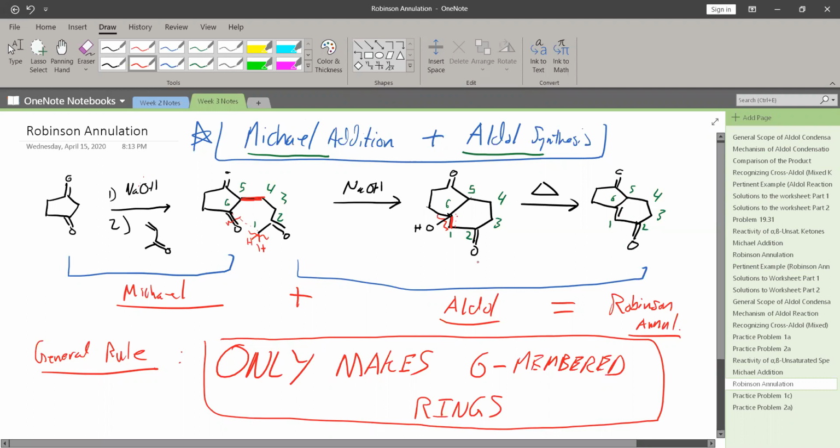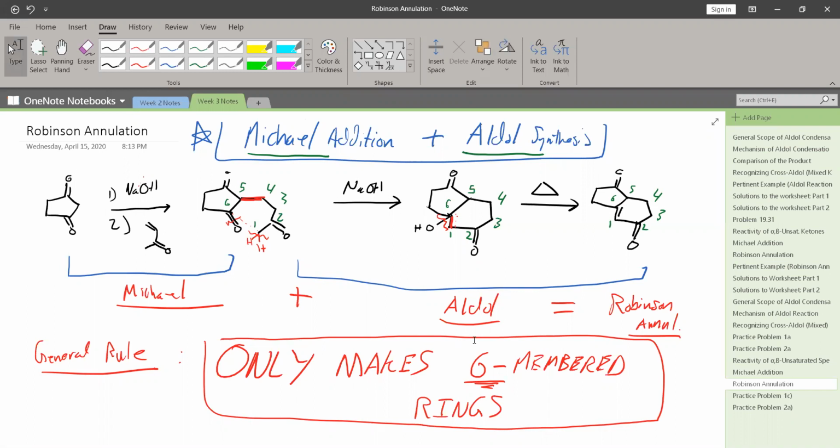The only rule for the Robinson annulation is that it only makes 6-membered rings. It doesn't make 5, it doesn't make 7, it only makes 6. That's a very key, important step right here. But this is how we can use the different additions and the aldol synthesis together.